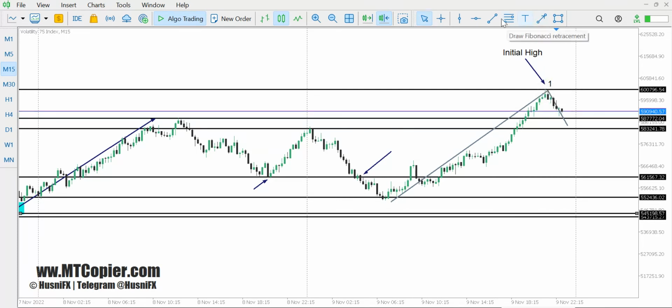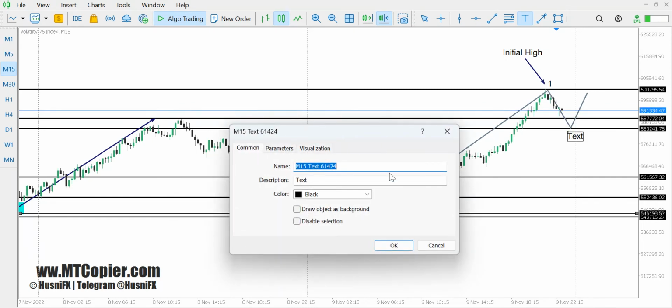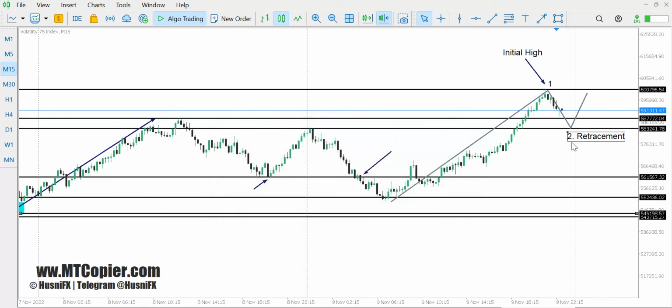So this retracement is factor 2, guys, and the market will go back to that area. So when the market goes back to that area, what is this? This is factor 2, and factor 2 is the retracement.